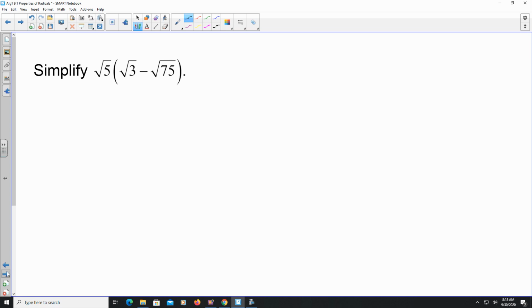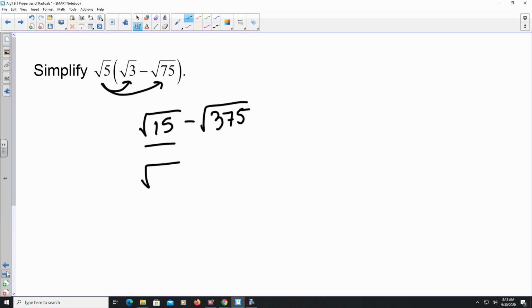When it comes to multiplying, the same rules apply. In this case, you're going to distribute here. So you're just going to go square root of 5 times 3, which is 15, minus square root of 5 times square root of 75, which is going to be 5 times 75, which is 375. From here, we have to see if we can simplify. I can't do anything else with that, so I'm just going to leave that alone.